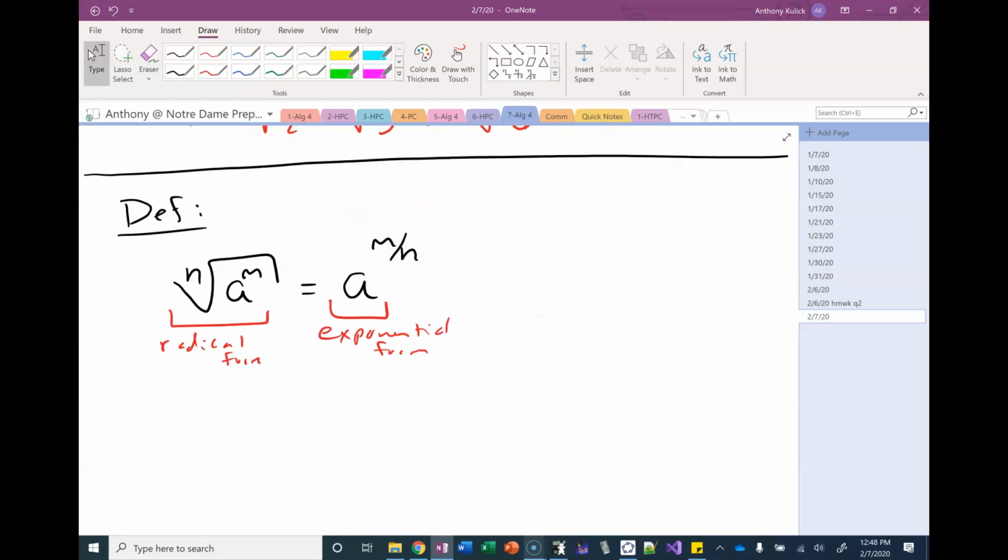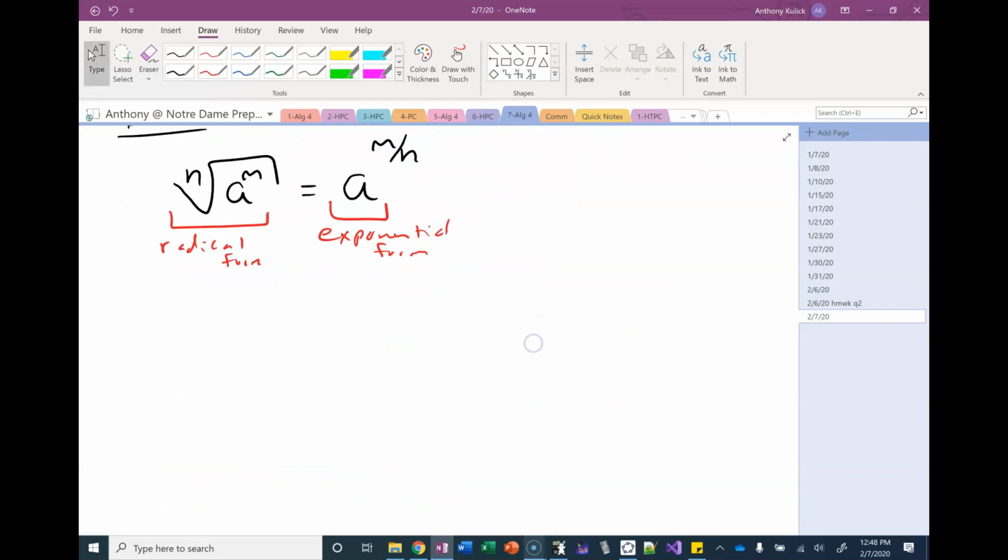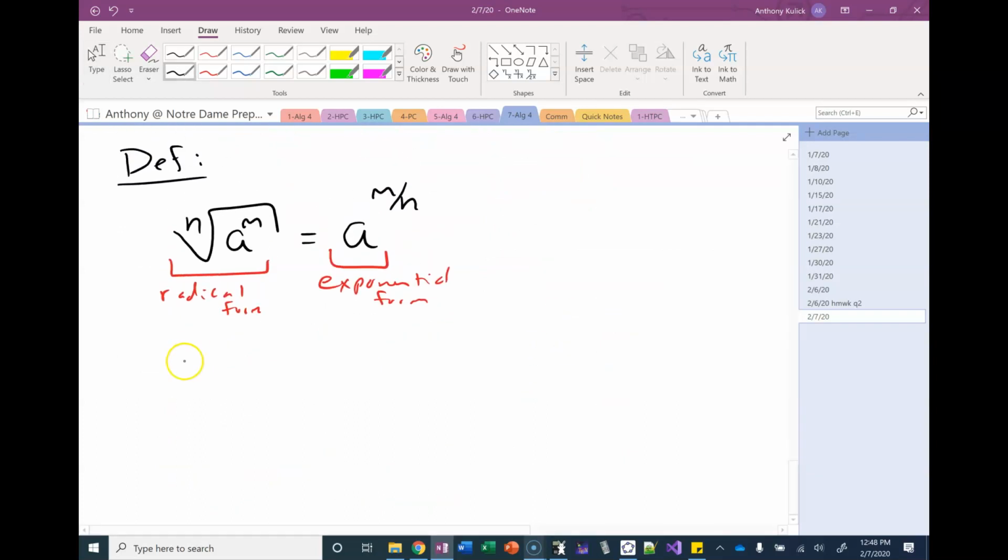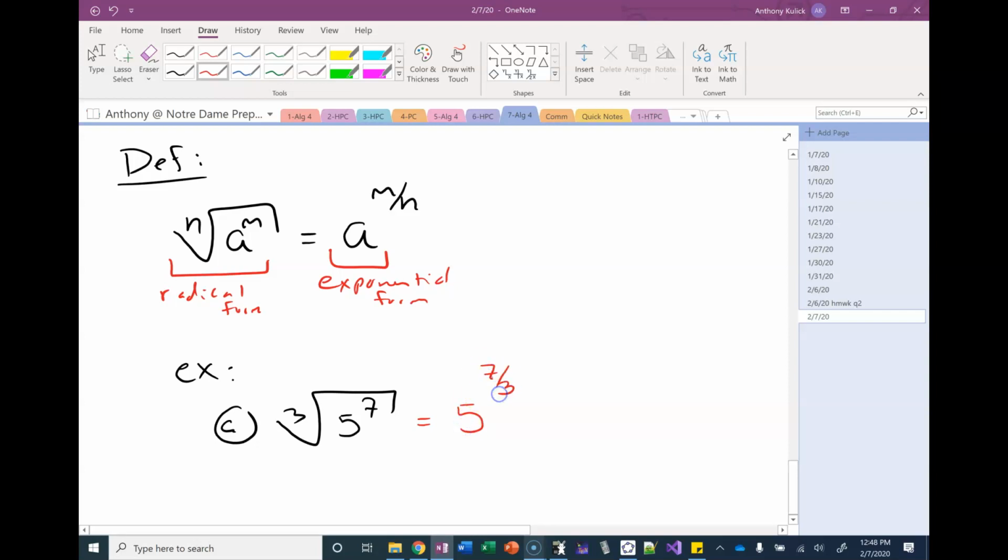So let's just do a couple of quick examples to make sure we're comfortable using this definition. Let's say I have the cube root of 5 to the 7th. How can I write that in exponential form? Five to the 7 over 3.